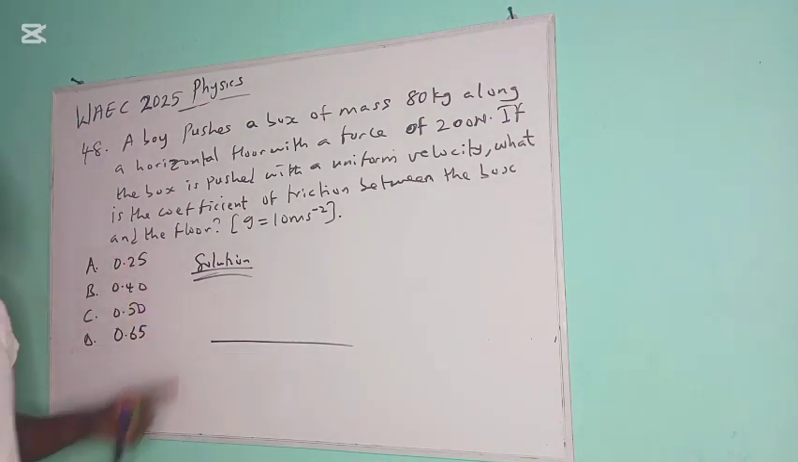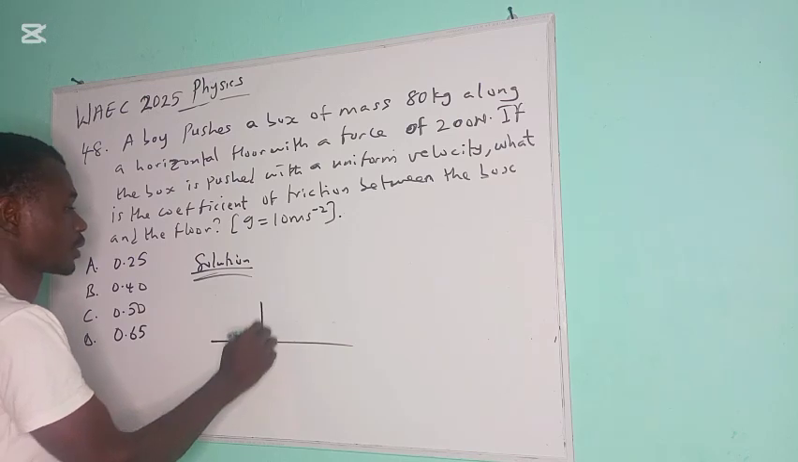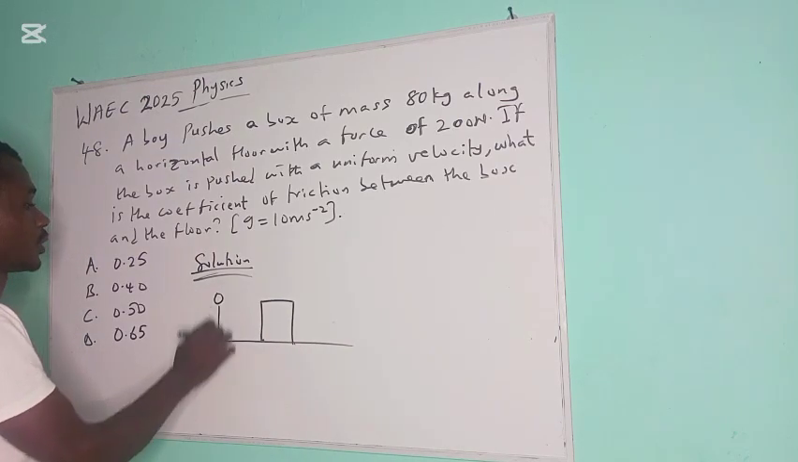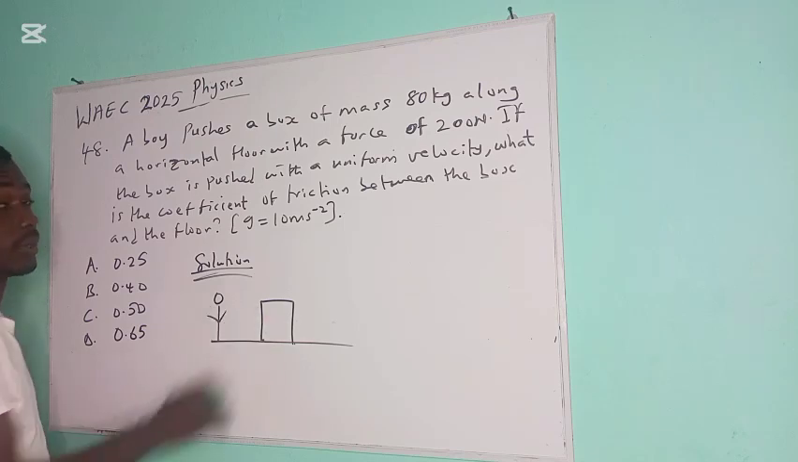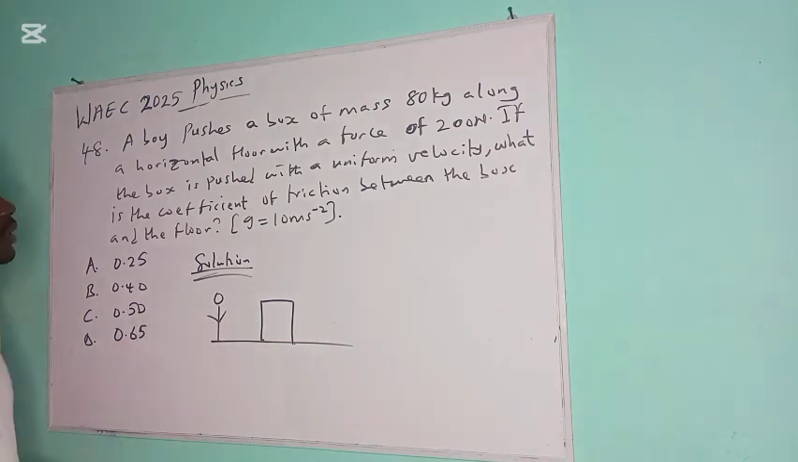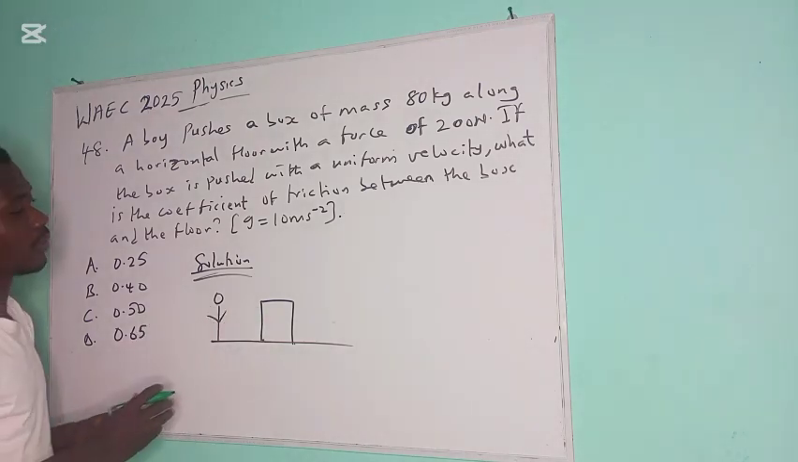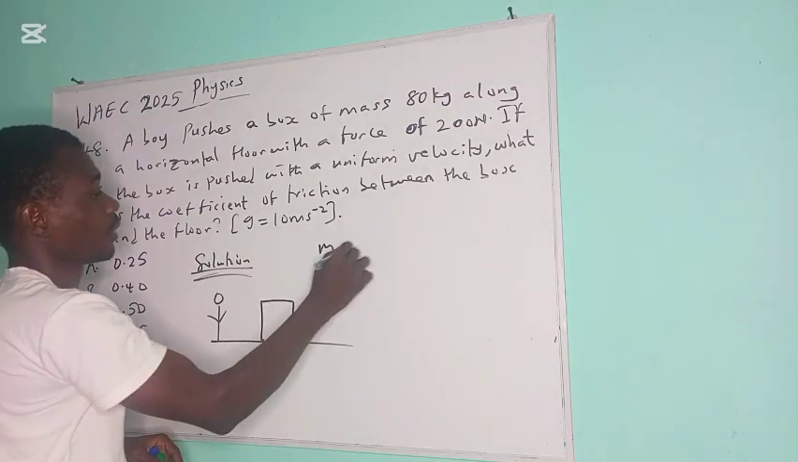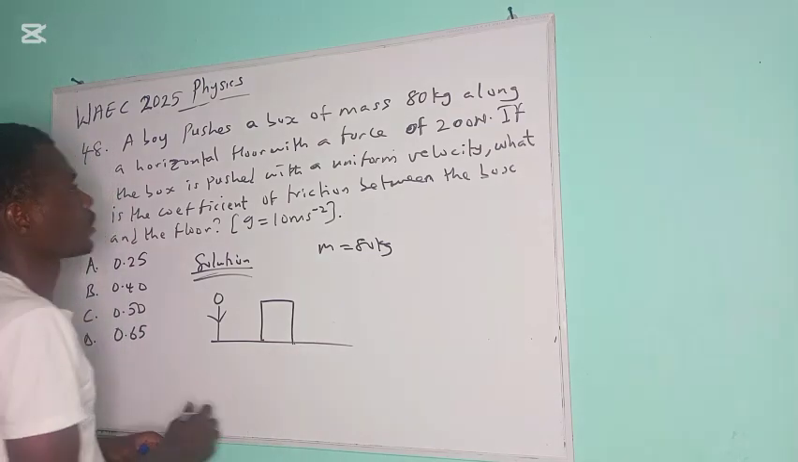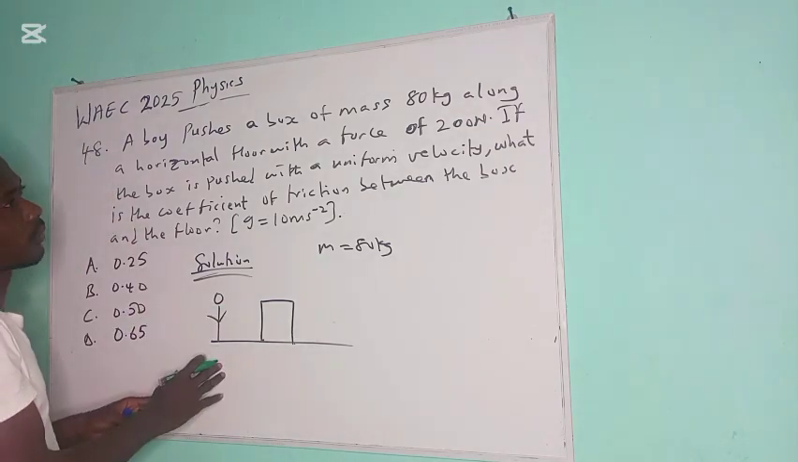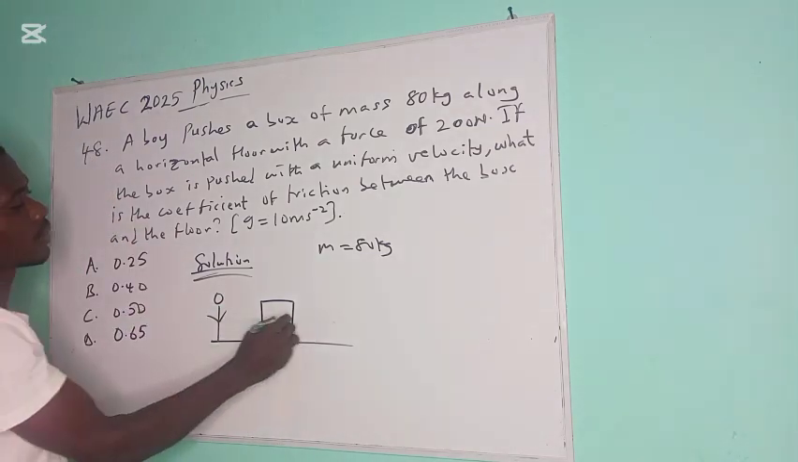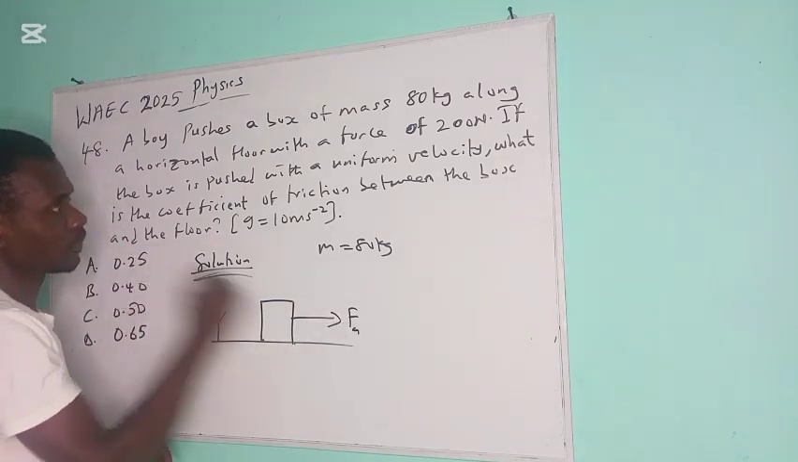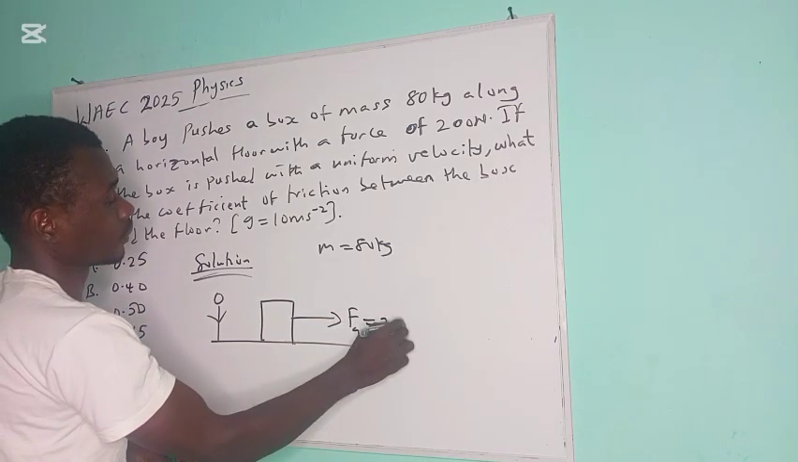A boy pushes a box. This is the boy, and let's say this is the box. This is the boy that pushes the box. The mass of the box is given to be 80 kilograms, and he pushes the box with this force, which is 200.